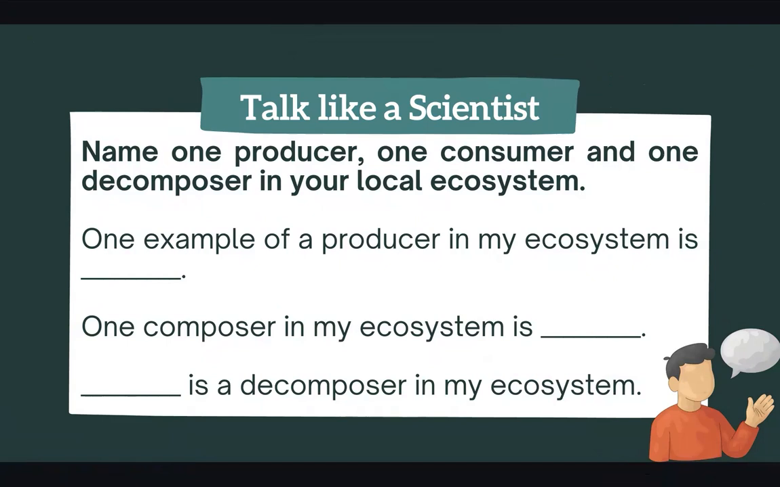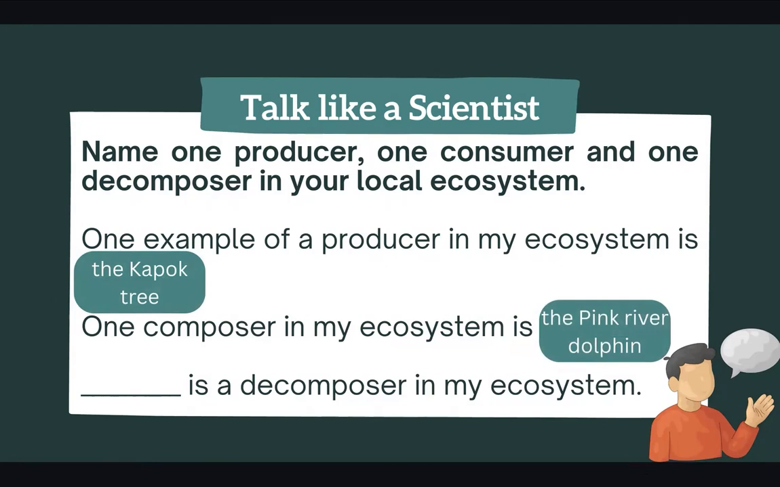Great. Now that you've talked to your partner, I want to show you some examples of consumers, producers, and decomposers in my local ecosystem. I live in the Amazon jungle, which is one of the largest ecosystems in the world. One example of a producer in my ecosystem is the kapok tree. One consumer in my ecosystem is the pink river dolphin, and the leafcutter ant fungus is a decomposer in my ecosystem.